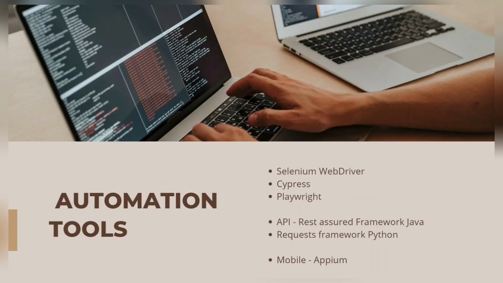The next is the automation tools. In the market, there are different automation tools available. In automation tools, there are categories like web automation tools, API automation tools, mobile automation tools, and automation tools also depend on the language. So as per your project requirement and as per the programming language that you have selected, you can prefer an automation tool.